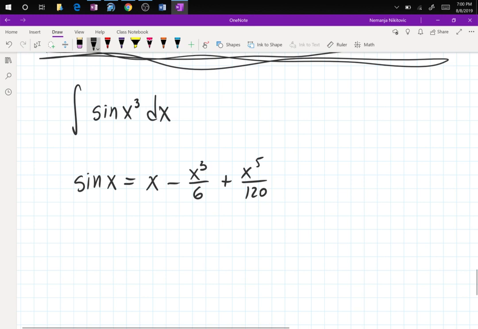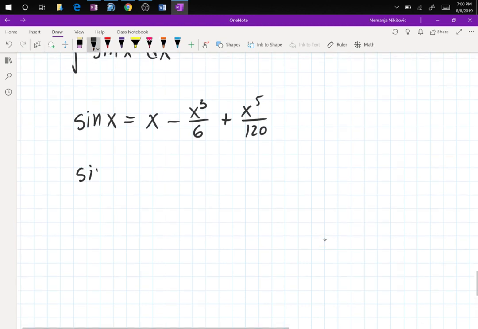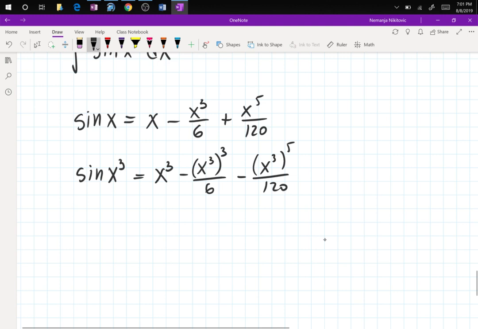Now that's sine x, where this x is this x and this x and this x, right? But I don't have sine x. I have it cubed, right? So what I'm going to do is replace every one of these x's with x cubed. So that's going to be x cubed minus x cubed cubed over 6 plus x cubed to the 5 over 120. Do you see the hack? And what you have is x cubed minus x to the 9 over 6 plus x to the 15 over 120.